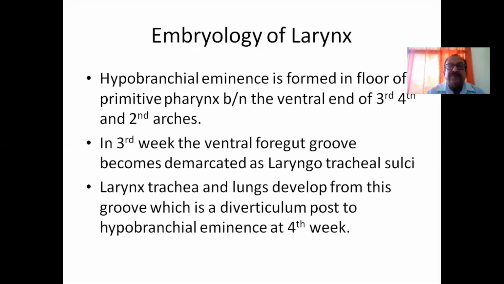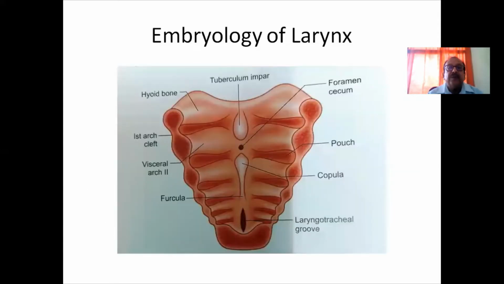In third week, the ventral foregut becomes demarcated as laryngotracheal sulci. Larynx, trachea, and lungs develop from this groove, which is a diverticulum posterior to hypobranchial eminence at fourth week. Now you can appreciate this is tuberculum impar. This is what is going to be future hyoid bone. This foramen cecum, copula, the first arch cleft, second visceral arch, and this is the laryngotracheal groove.